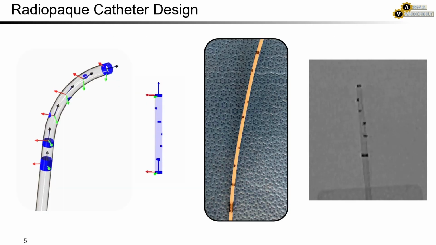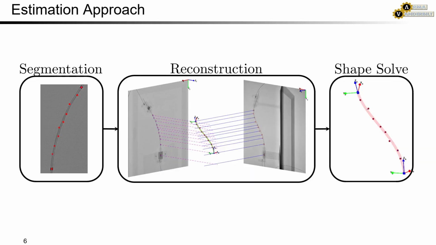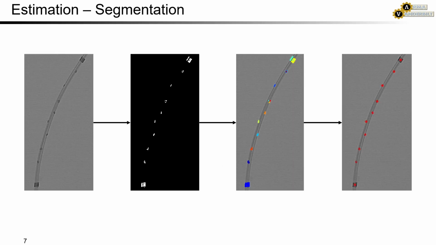We achieve this image tracking by placing radiopaque marker bands at specific locations along the surface of the catheter. This enables us to discern rotation along the backbone, as shown in simulation and from fluoroscopy on the right. Our estimation approach first relies on segmentation of these markers in two imaging planes, then reconstruction, and finally solving the shape and pose from these estimated marker locations.